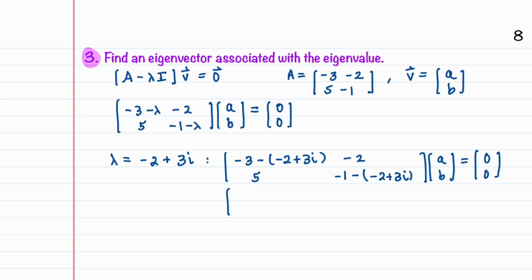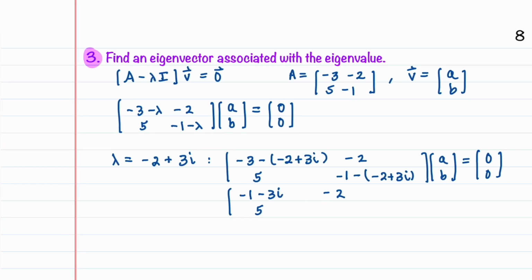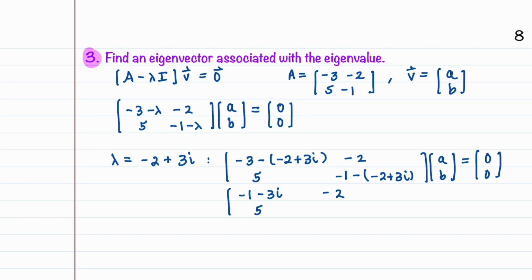Let's go ahead and clean up our algebra. We have -3 + 2, so that's -1 - 3i, and then -2, and then we have a 5, and then we have -1 + 2, so that's 1 - 3i. And we multiply this by [a, b], and we get [0, 0].